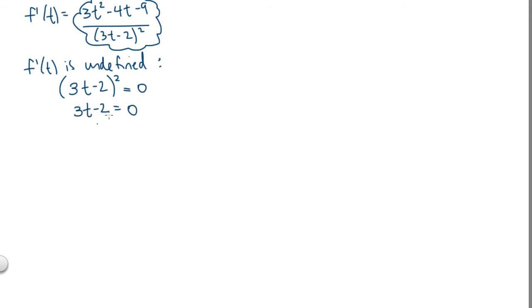Okay, that's the same thing as 3t minus 2 equal 0. You could think of it as taking square roots of both sides, if you wanted to think of it that way. 3t is equal to 2. So that gives us the t value. t is equal to 2/3, which is the answer to the second part of the problem.